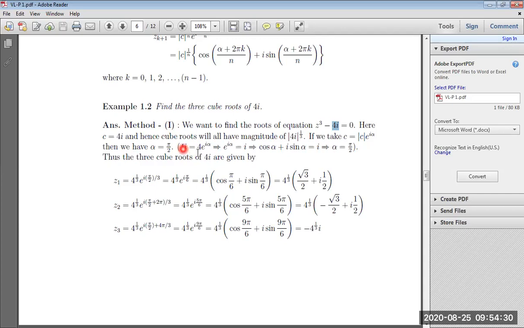To find the magnitude, go back to the definition of magnitude of a complex number. Magnitude of z is equal to square root of x square plus y square. So here real part is 0, imaginary part is 4. So 0 square plus 4 square is 16. Take its square root, that is simply 4. So magnitude of 4i is only 4, and into this exponential function e to the power i alpha. Now solve this. 4i is equal to 4 e to the power i alpha. So simply i is equal to e to the power i alpha, right?